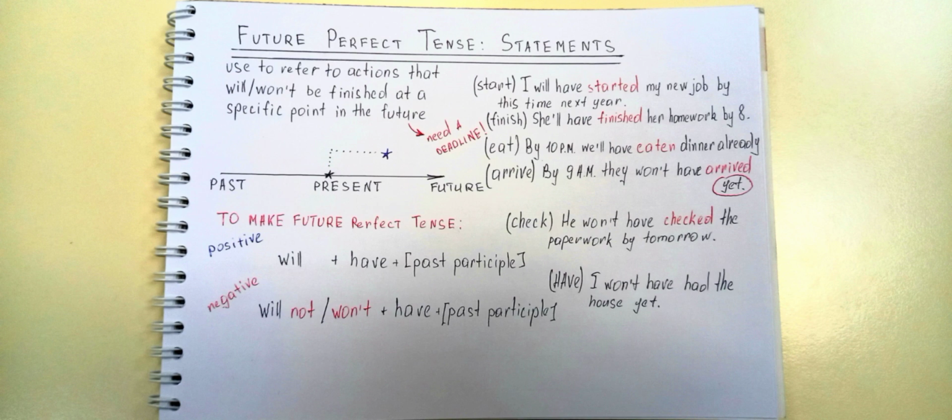Okay. So that could mean she finishes before 8. It just means 8 o'clock is the deadline. By that time everything will be finished. Okay, let's go to another example sentence. Here we see the deadline at the beginning of the sentence. By 10 p.m.